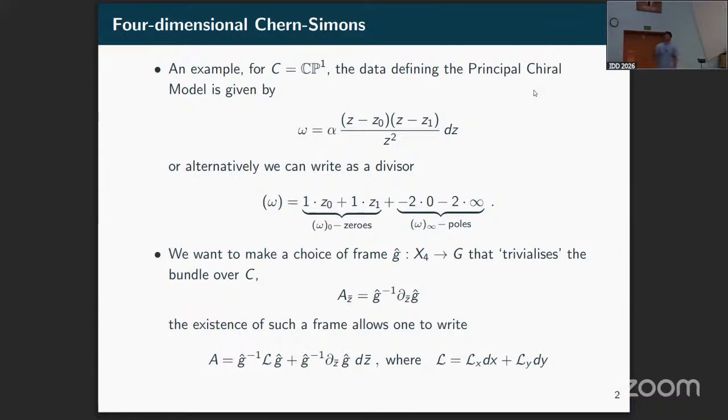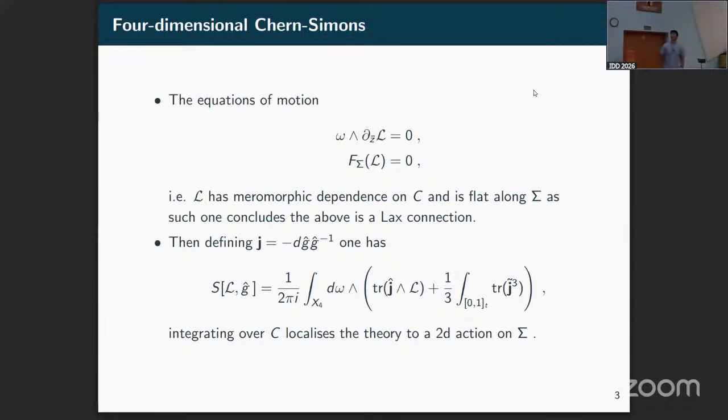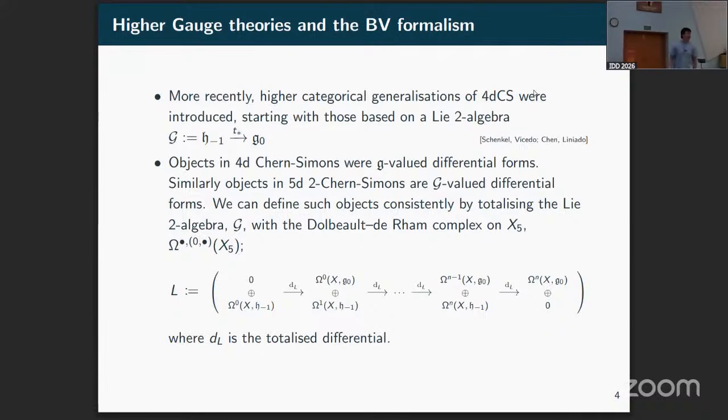It'll turn out that this L will satisfy the following equation of motion in this formal gauge. The first equation shows that it has meromorphic dependence on the Riemann curve, and the second one shows that it's flat along sigma. So it coincides with this Lax connection. This is really describing a 2D IFT, is the point. If we go a little bit further, we define this nice current-type thing here. We can actually show that the action in this gauge is basically purely just a 2D IFT, with d omega localizing from x4, integrating over the C down to the action on sigma. And that's all I want to say about 4D Chern-Simons theory.